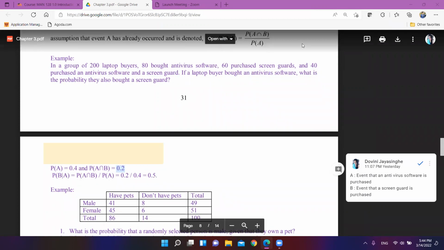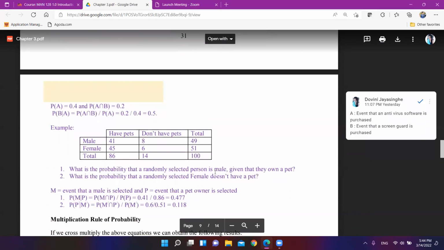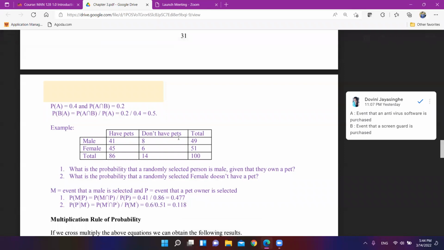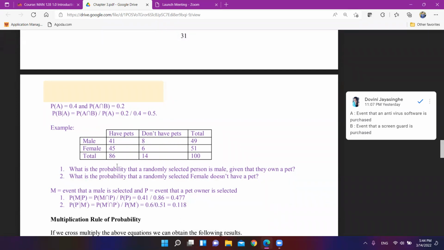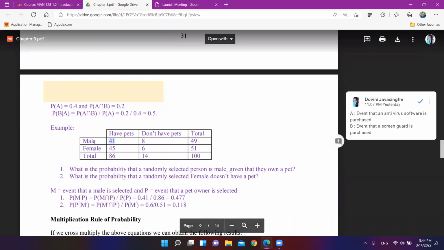I hope it's clear, right? Okay, we can move ahead to the next example so that you can work it out. This is a contingency table, also called a two-way table, used when we have count data. As rows you have gender, as columns you have whether they have pets or don't have pets.